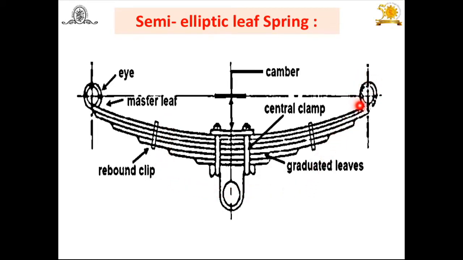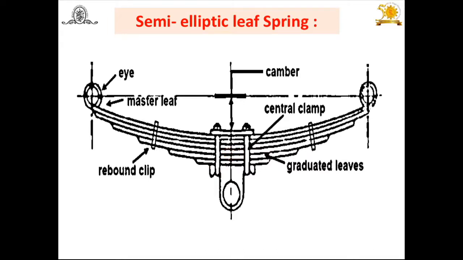That means in construction, the first is the master leaf, which is bent and rounded at the end to fit it on the body part, known as the eye. Then two extra length leaves are used below the master leaf, and after that gradually decreasing length, graduated leaves are used. Rebound clips are used to hold it properly. Then the central clamp or central bolt is used to clamp it properly. This is about some of the elements and the construction.